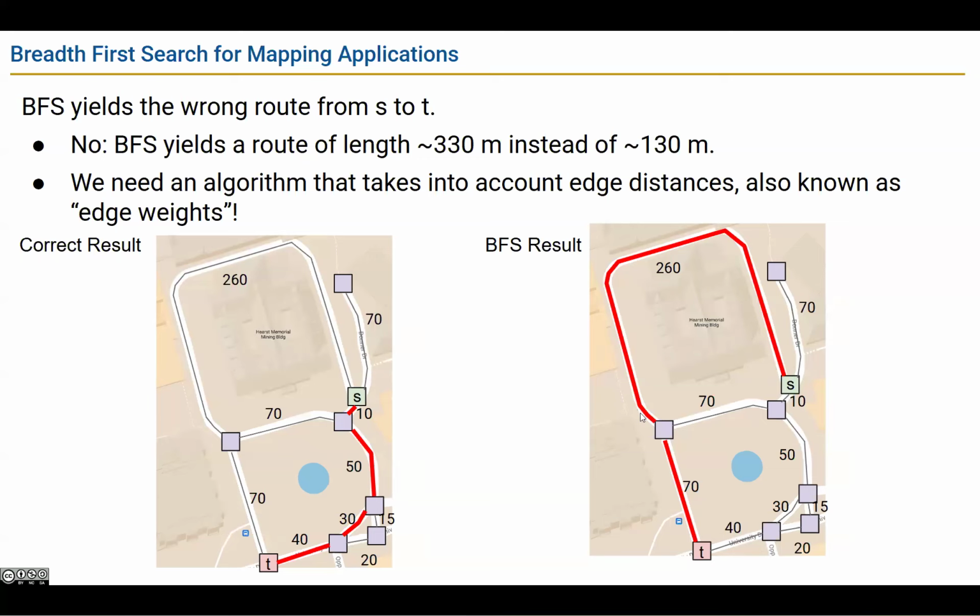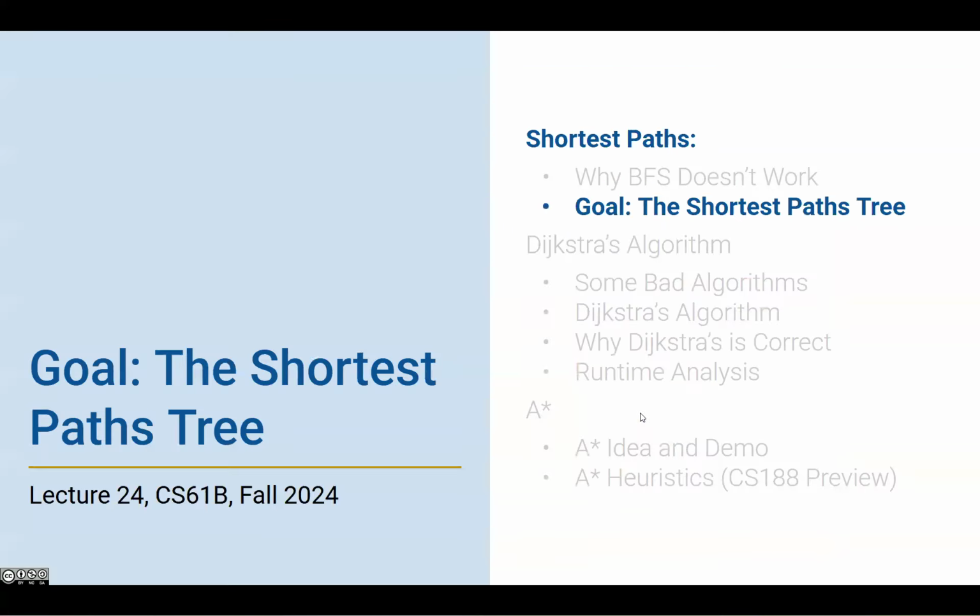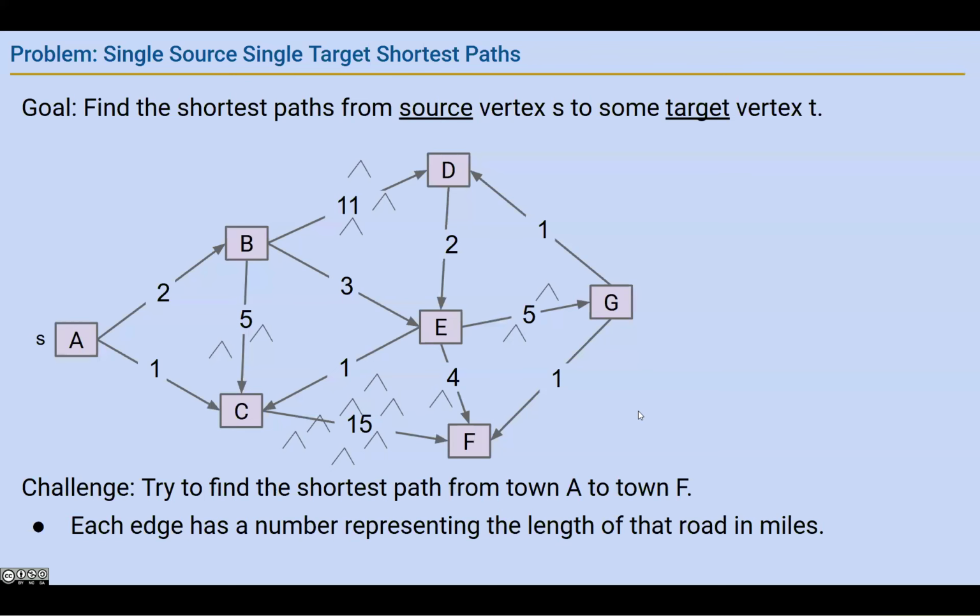So how do we write an algorithm that actually takes that into account? Now, what we'll do for the rest of this lecture is we'll be building up on this. So first off, let's try to get some intuition behind how you might build these shortest paths. Let's do this with some examples.